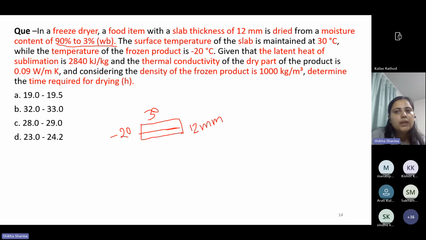Now, given that the latent heat of sublimation is 2840 kilojoule per kg, the thermal conductivity of the dry part of the product is 0.09 watt per meter Kelvin, and we are considering that the density of the frozen product is 1000 kg per meter cube, we need to calculate how much time is required to dry this product.